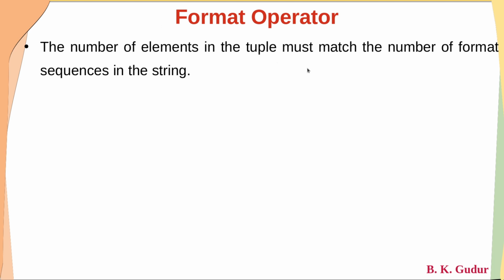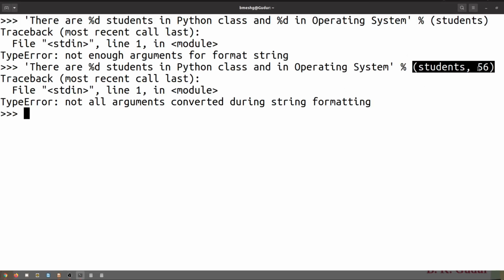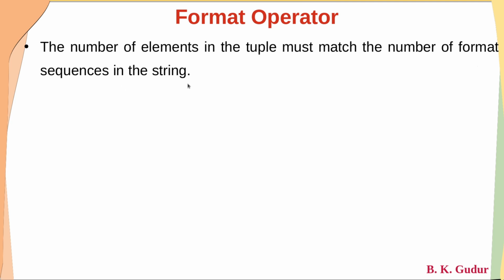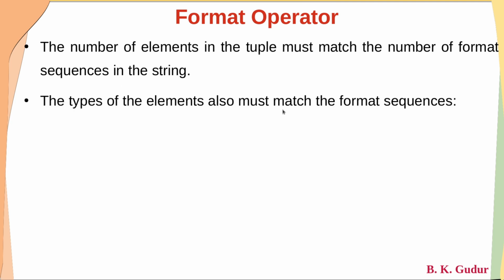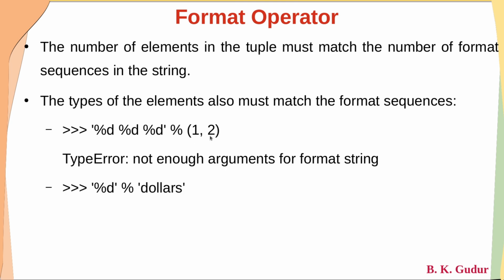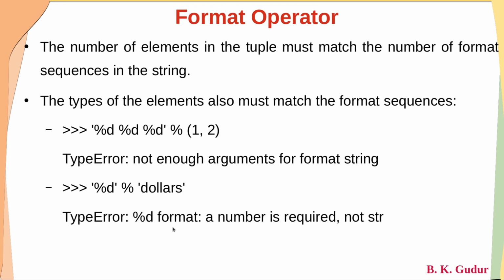Means the number of elements in this particular sequence, which we call a tuple, should match the number of format sequences in a string. The type of elements also must match the format sequences. Means not just the number, even the type should also match. For example, dear students, if you write %d and there are only 2 arguments, you will get a type error. And one more: say here %d, we want to convert this dollars to an integer. We'll get an error because this dollars is a string which cannot be converted to an integer. Because of that we get: a number is required, not a string.